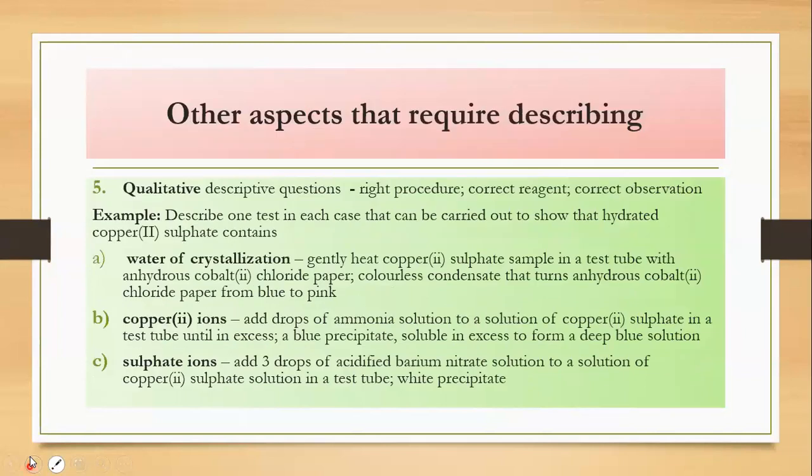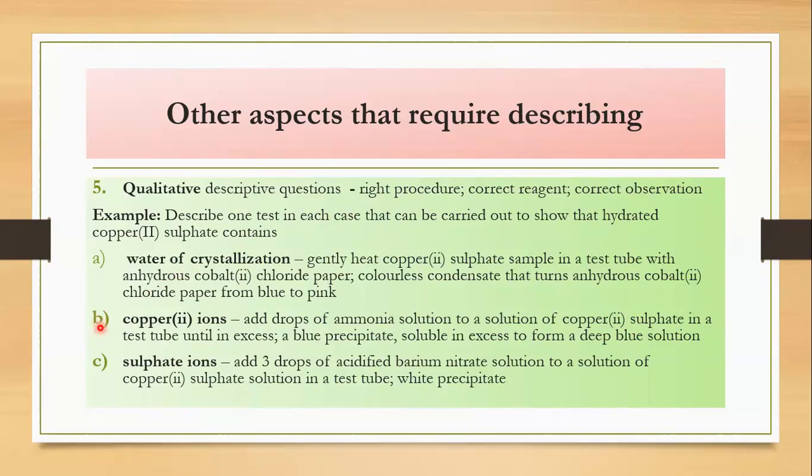In these simple qualitative tests, what are we going to look out for? Do you have the correct procedure? Do you have the correct reagents? And do you have the correct observations? Whichever way you write your description, for us, we shall look out for those ones. You can write a simple statement and it can have everything. For example, in this question, describe one test in each case that can be carried out to show that hydrated copper(II) sulfate contains... Let me skip to part B, the example for part B, which is copper(II) ions.